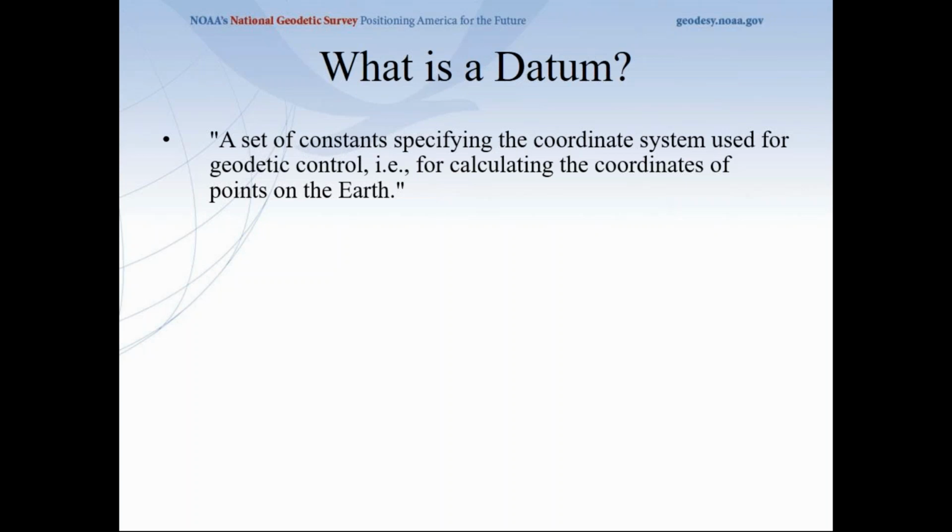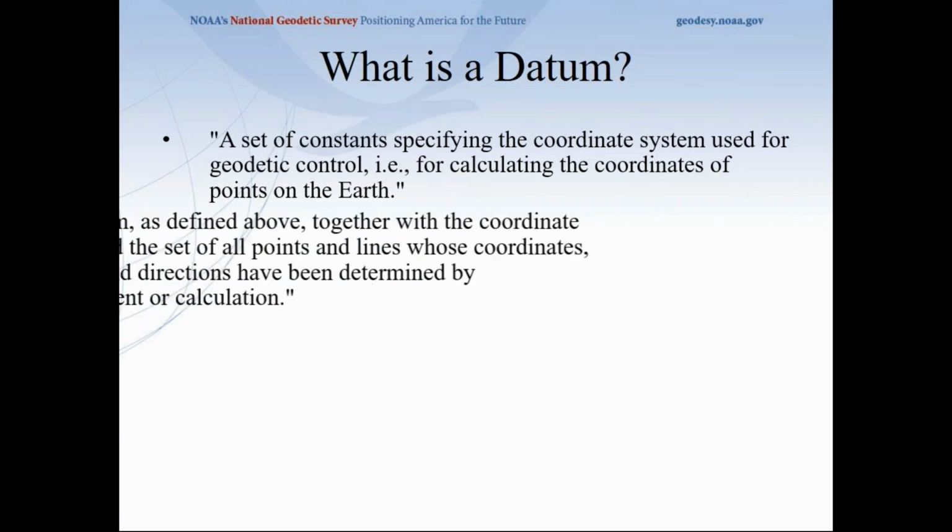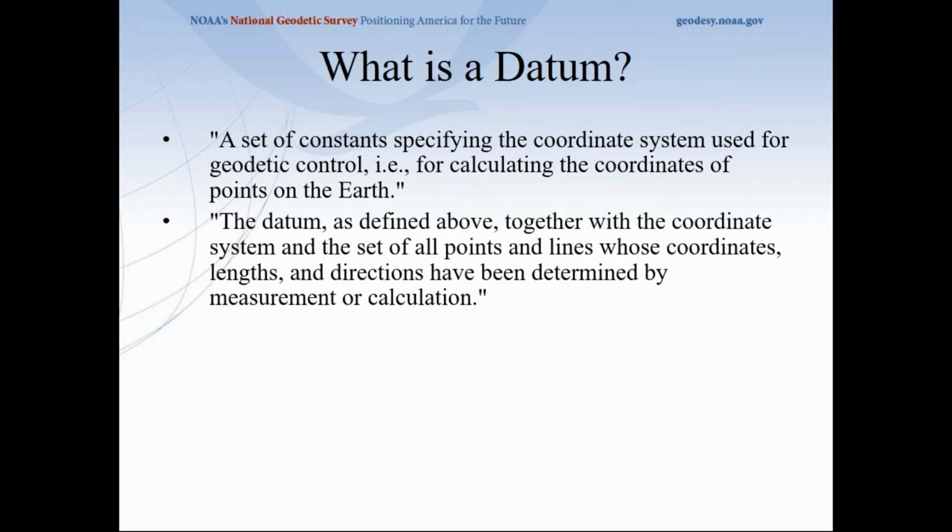So what is a datum? We have a couple of different definitions that we could draw from. One is nothing more than a set of constants that specify the coordinate system that we use. The other would be the same definition, but incorporating the coordinates, the lines, the points, the directions that have all been done via measurement. So one is the math, the other one incorporates all of the datum points, or all of the coordinates that we use to realize our datum, that we use to access the datum.